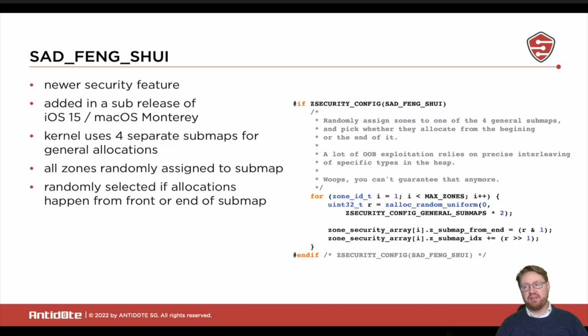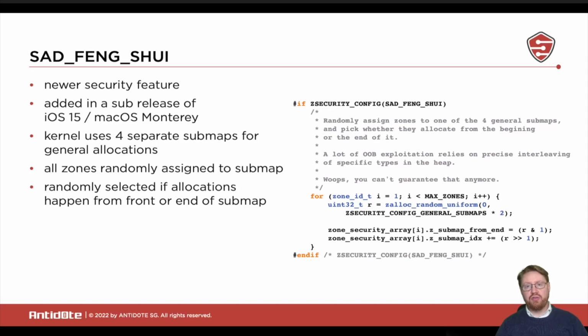Basically, the idea is that they add four separate submaps for the general allocation. So allocations are no longer just in a single submap, they are now spread over four different submaps. And in the zone bootstrap, they randomly assign one of those general submaps to each of the available zones. Every single zone gets a random number assigned between the four different submaps. And then, additionally, they throw a coin to find out if this submap should be used from the front or from the end. So it can now allocate from four different submaps, and either from the front or from the end of the submap.